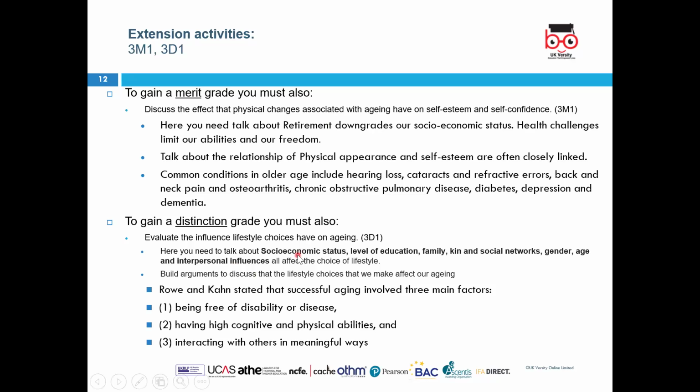To gain a distinction, you should also be able to evaluate the influence that lifestyle choices have on aging. Here, you need to talk about socioeconomic status, the level of education, family, kin, and social networks, etc. You can talk about being free of disability or disease. How does this impact your aging, having high cognitive and physical abilities, and interacting with others in meaningful ways.